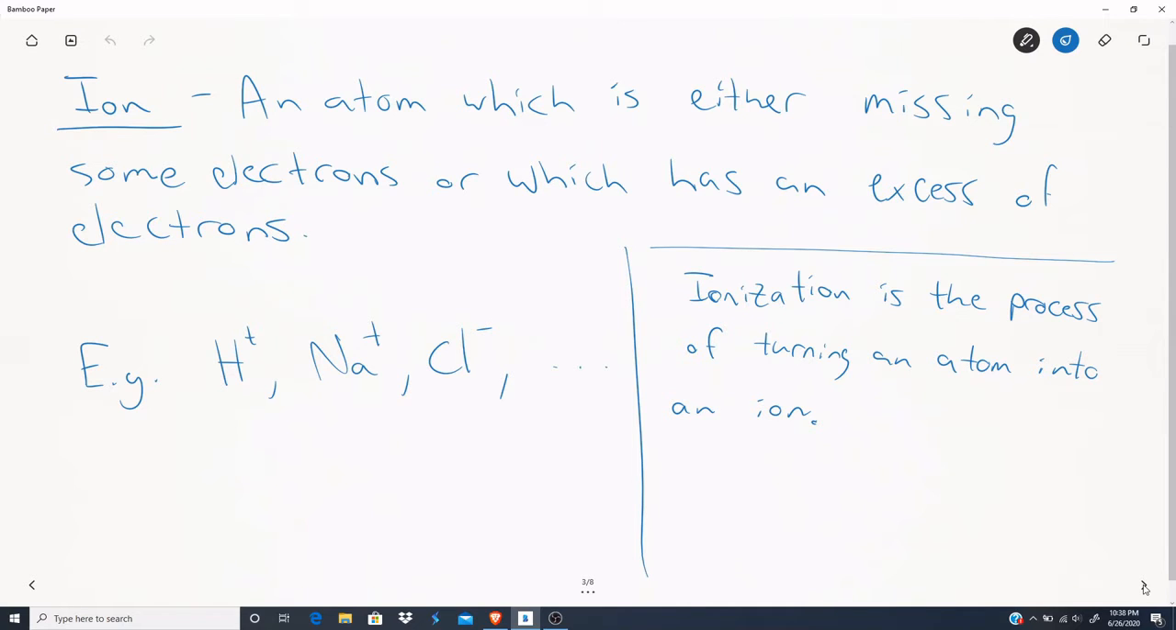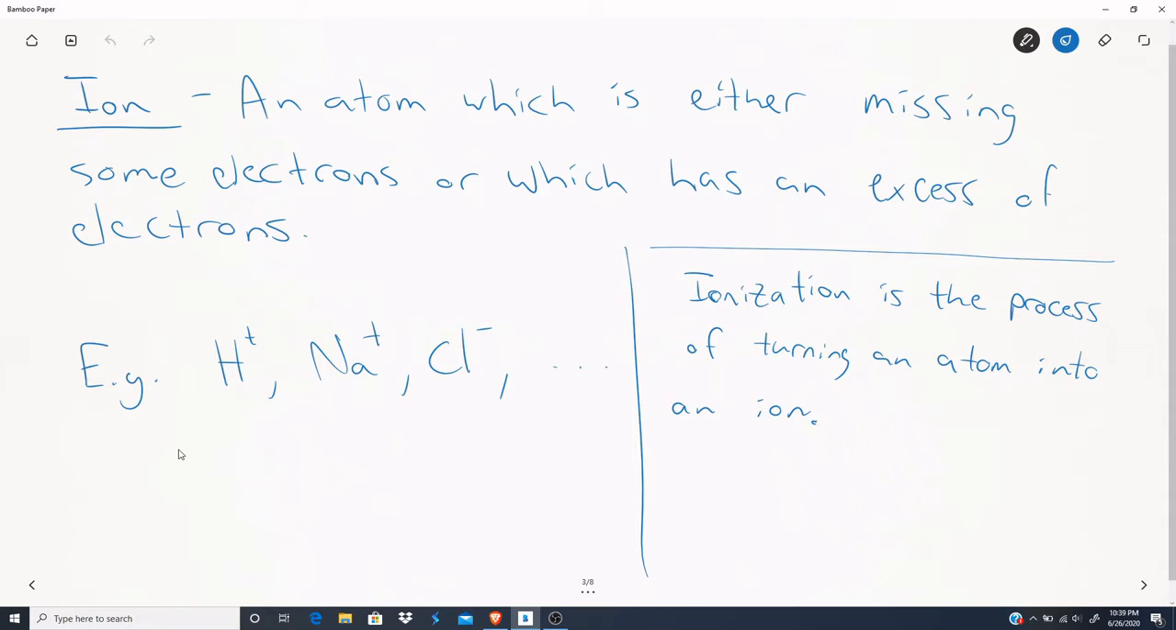Ions are atoms which have basically either lost some of their valence electrons or gained a few extra electrons. Examples of ions could be, for instance, the hydrogen ion, which would just be a single proton, or the sodium ion, which is positively charged, or the chlorine ion, which is negatively charged. Ionization is the process of turning an atom into an ion.